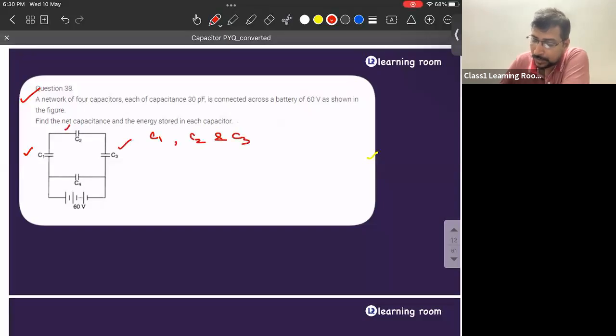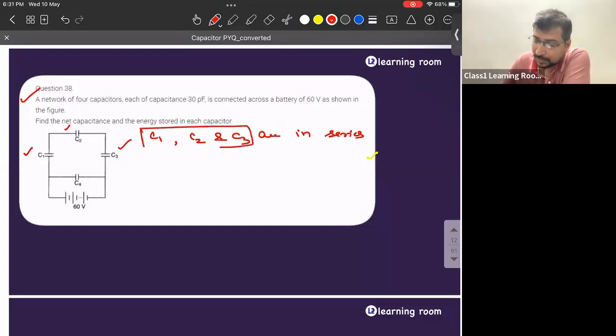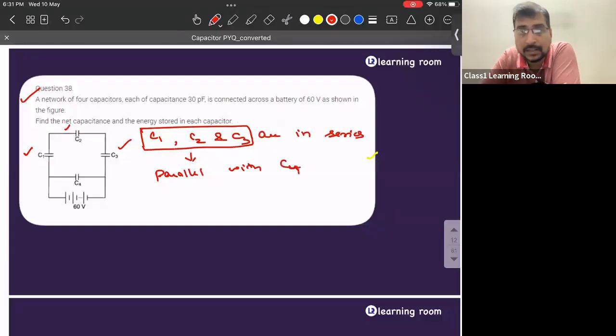C1, C2, and C3 are in series. And this combination of series is in parallel with C4. Right? Now, if you observe, for C1, C2, C3, what is going to be the equivalent capacitance?